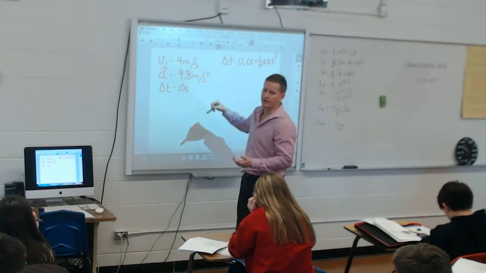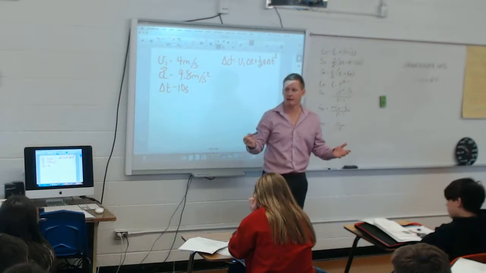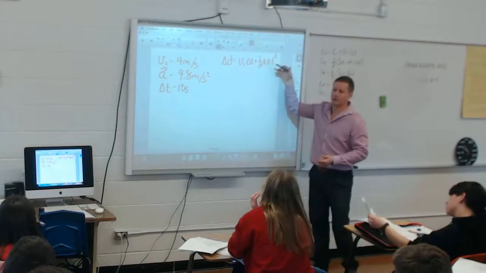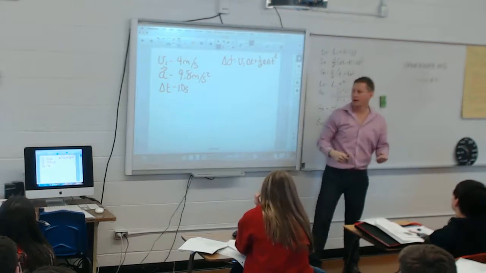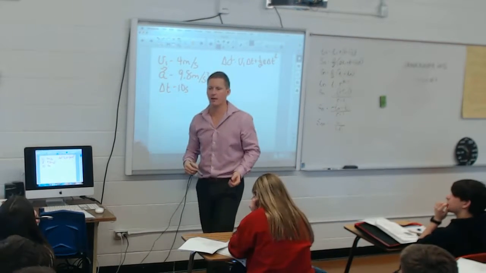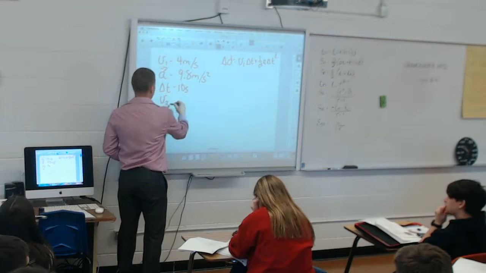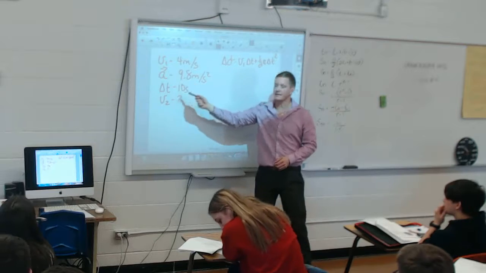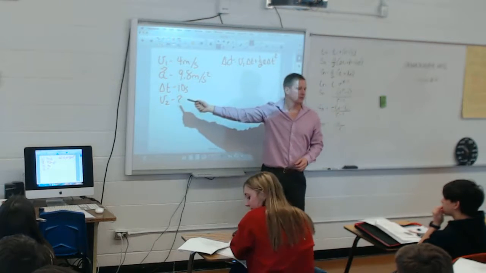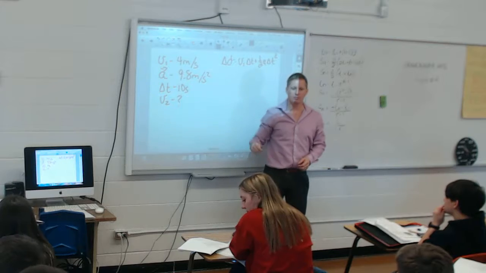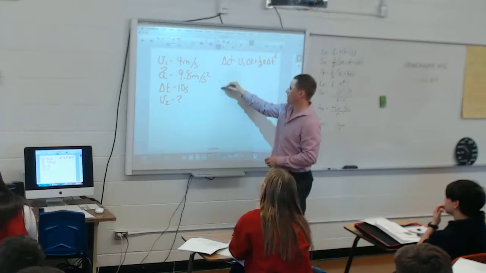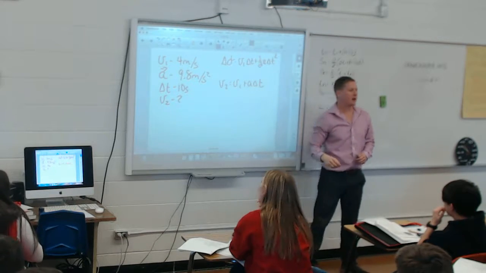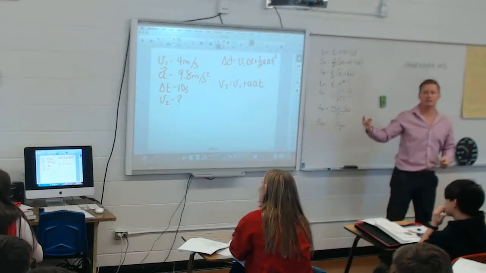And then the second part might be, how fast was it moving when it hit the ground? I don't think it asked that, it's just one part. But the second question I would ask you is, how fast was the object moving when it hit the ground? So then I might be looking for V2. If I have V1, A, and T, which equation would get me V2? Equation 1. So it would be V2 equals V1 plus A delta T. So there can be 2 things asked for it.